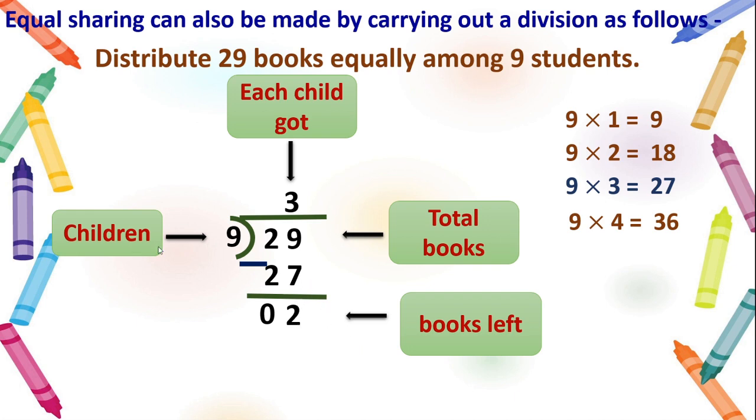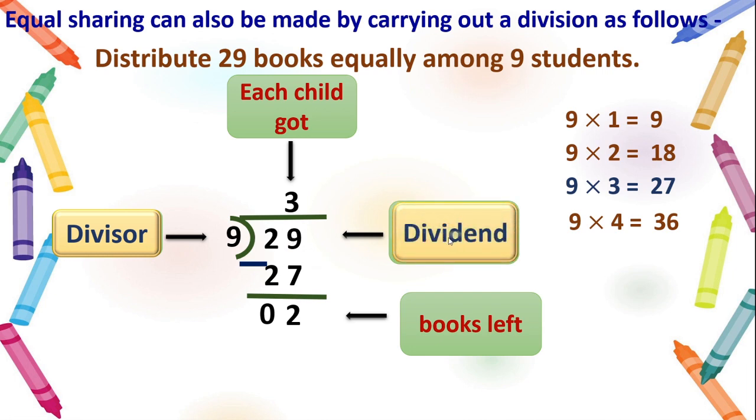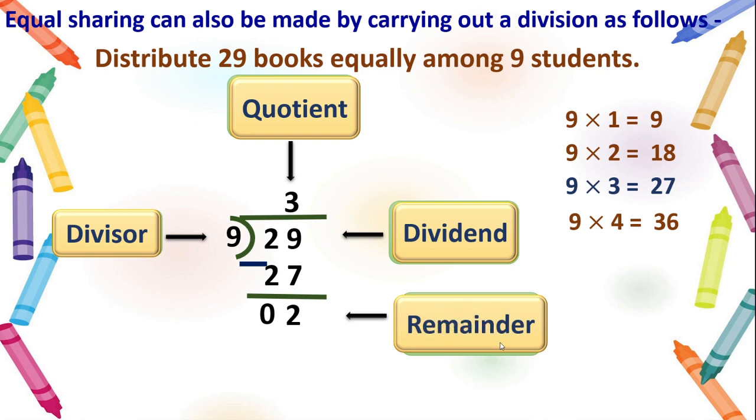Got that? Now this, the number by which we divided, is called divisor. The number which we divided is called dividend. And the answer is called quotient. And the number of books remained, that is called remainder. Okay, got this? One more.